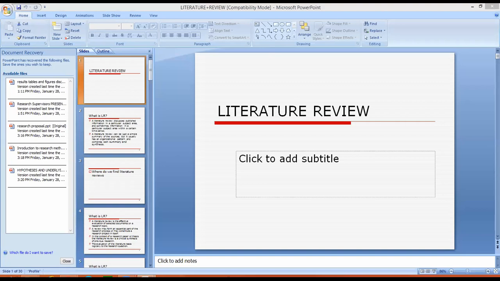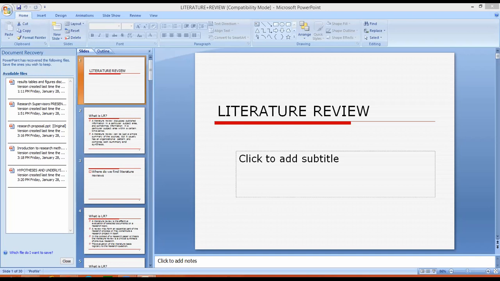All right, so one question that one would ask is, what is a literature review? A literature review discusses published information in a particular subject area, and sometimes information in a particular subject area within a certain time period. And what we advise is that you get literature from the past 5 years.